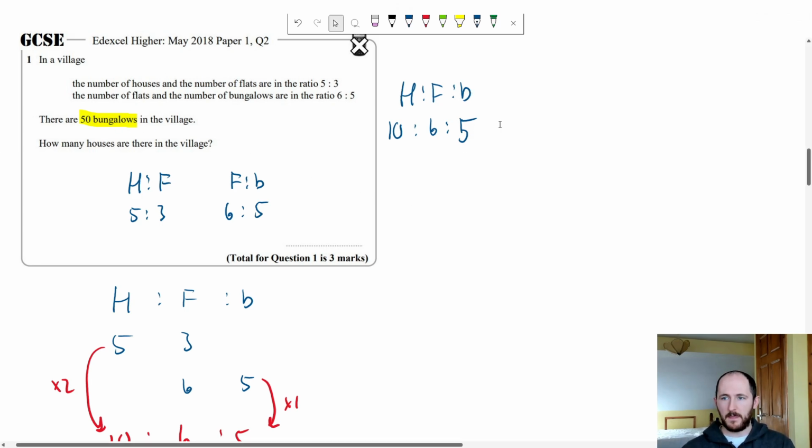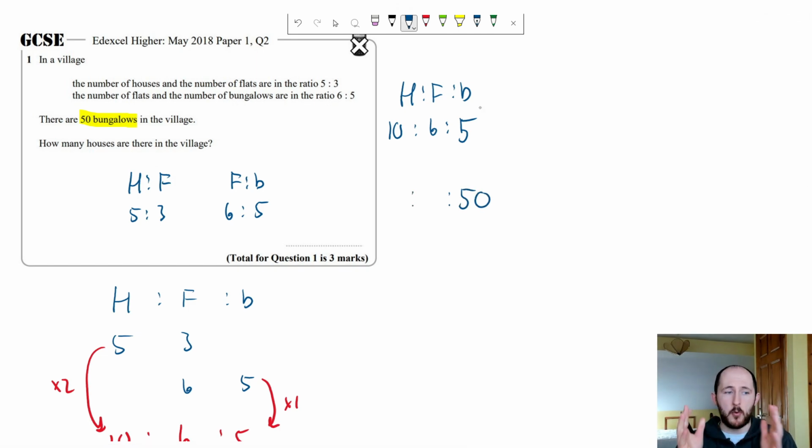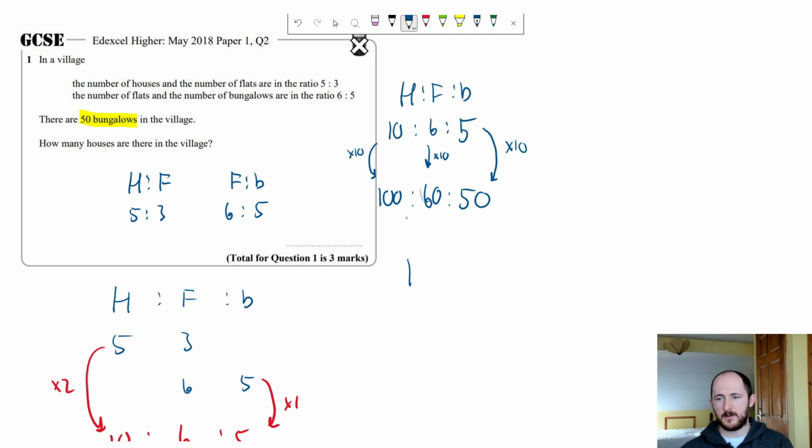So I know that this number is actually meant to be 50. Now, because ratios represent proportion and that proportion won't change, what do I times 5 by to get to 50? I times it by 10, which means I times the other two numbers by 10 as well. So 10 times 10 is 100. 6 times 10 is 60. So how many houses are there? There are 100 houses in the village. Again, the proportion should never change, which means whatever we do to one number, we do to the others. This is the simplest way to do it. I have got some other funky questions, so do bear with me, but that's it for now.